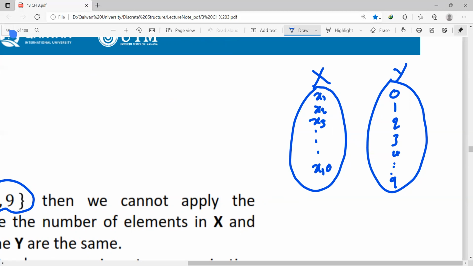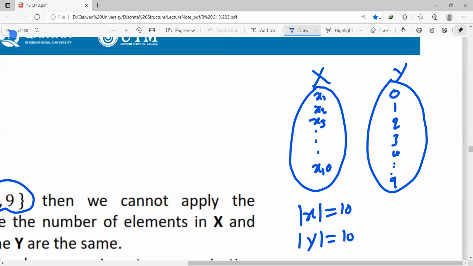Now, how many elements do you have in x? What's the cardinality of x? It's 10. How about the cardinality of y? It's 10. It's still 10 because we have 0 also. Here we have the same cardinality. So in this case, we cannot apply the Pigeon principle.